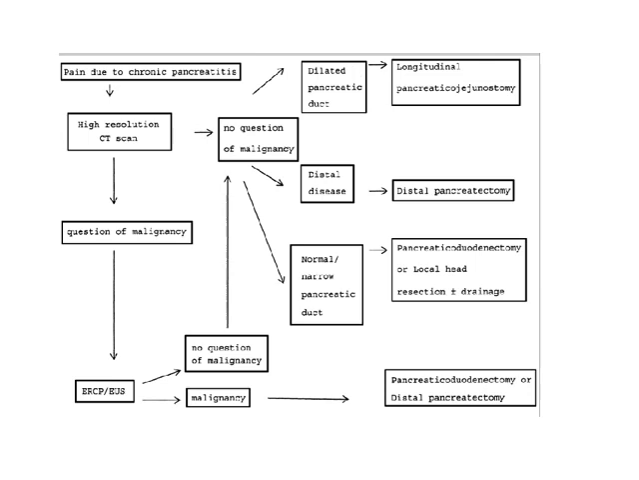If there is pain with chronic pancreatitis and severe intractable pain, you need to do a high resolution CT scan. If there is any question about malignancy, you go for ERCP and EUS and biopsy, which will be the gold standard to differentiate between just chronic pancreatitis or associated pancreatic malignancy. If there is associated pancreatic malignancy, you go for pancreaticoduodenectomy or distal pancreatectomy according to the site of the mass.